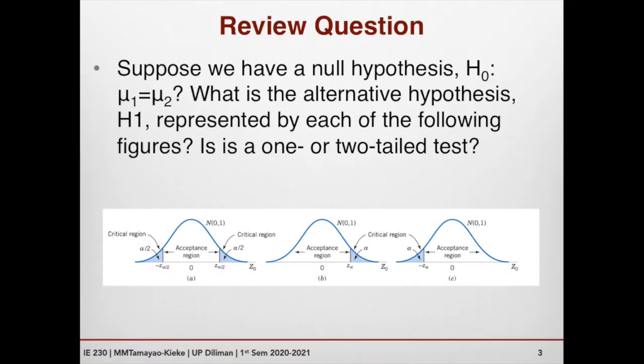However, as usual, before we start with this lecture's topics, let's first have a review question. And I encourage all of you to pause the video first before you proceed with the succeeding slides and make sure that you're able to understand our review question. This is very simple, actually. Okay, so here goes. Suppose we have a null hypothesis, H0, mu1 is equal to mu2. What is the alternative hypothesis H1 represented by each of the following figures? Is this a one or two-tailed test?